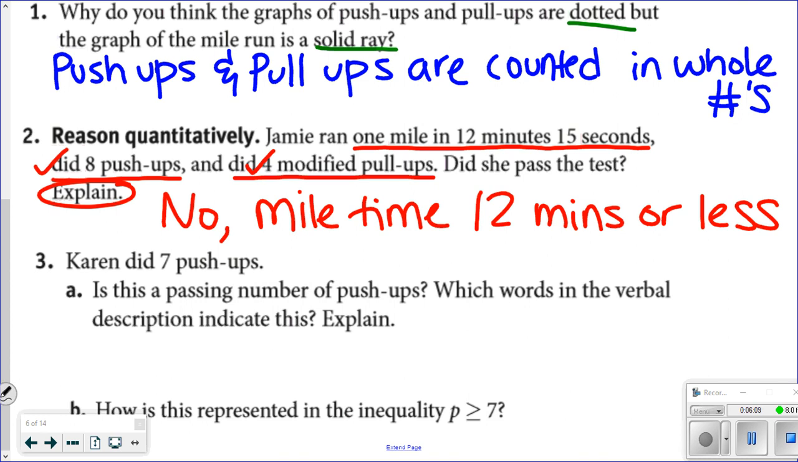Question 3 has a new student named Karen. Karen did 7 push-ups. Go ahead and answer question A. Remember to pause if you need to. Is this a passing number of push-ups? Yes or no? Then which words in the verbal description from our table indicate this, and explain?